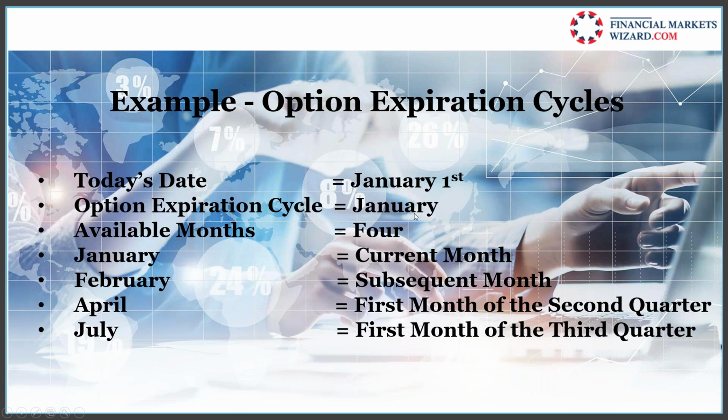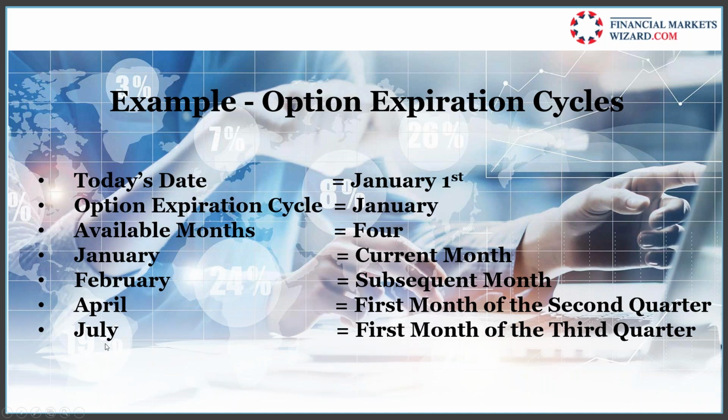We know there are 3 cycles: January, February, and March. Let's say this option belongs to the January cycle. We also know that there have to be 4 months for each option. We know that the current month and the subsequent month are there, and then there are 2 additional months from the option cycle. So which months will we see in the option chain? Because today is January 1st, we will see January as the current month, and February as the subsequent month. Now, which 2 other months will we see?